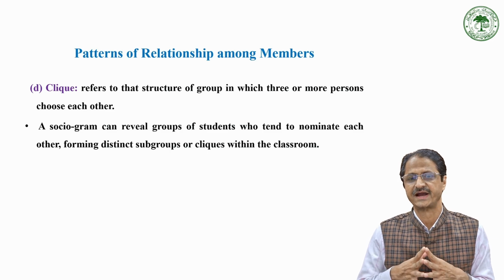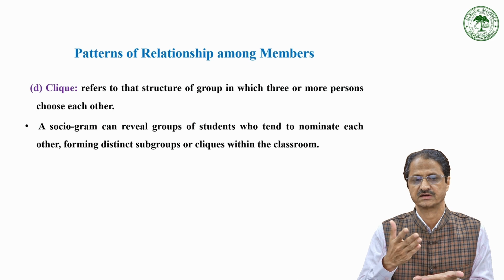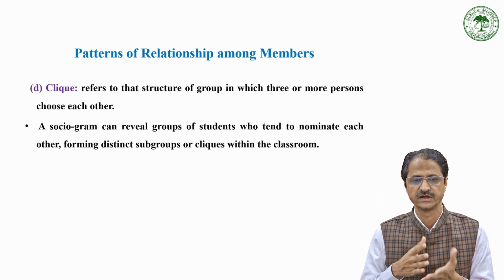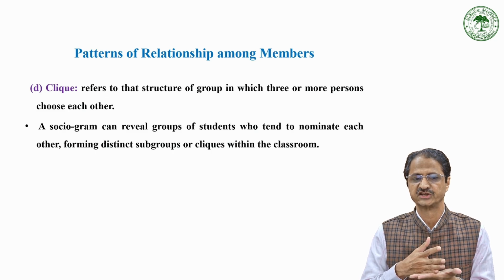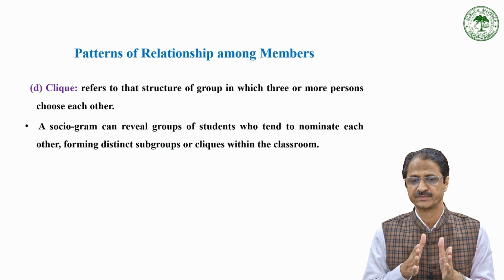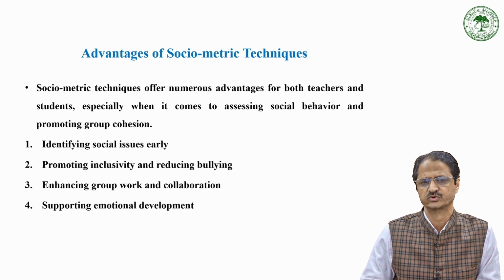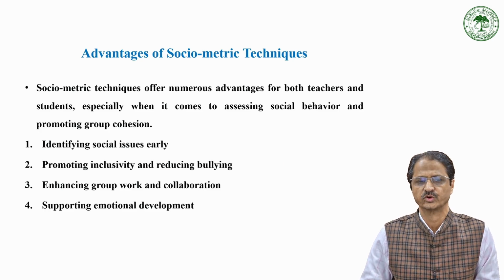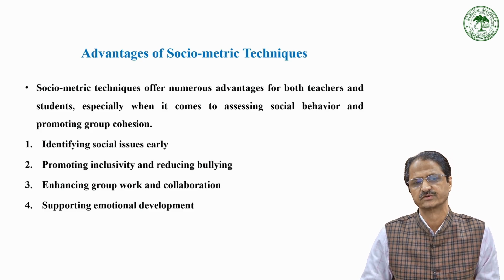Cliques refer to a group structure in which 3 or more persons choose each other. If the group is large, then it can be a group of 5 or 6 also. The sociogram can reveal groups of students who tend to nominate each other, forming distinct subgroups or cliques within the classroom. So on the basis of these sociometric techniques, we can categorize the members into 4 broader categories: stars, cliques, mutual pairs and rejectees or isolates.